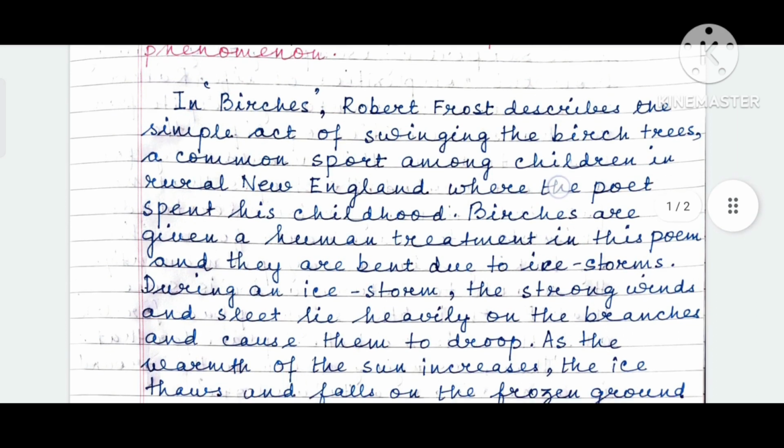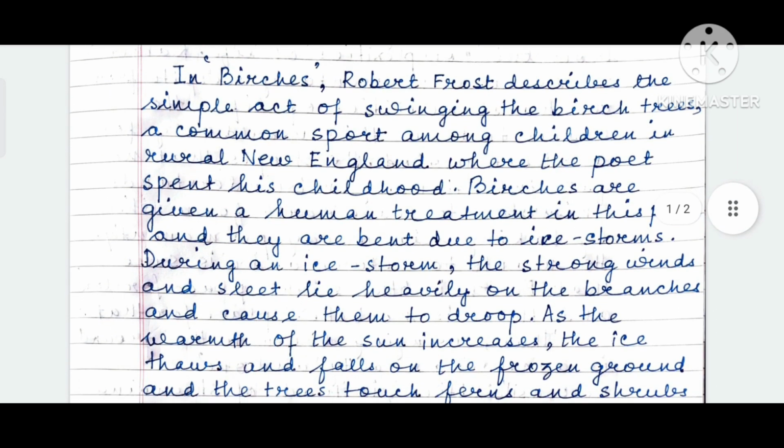Let's read the answer now. In Birches, Robert Frost describes the simple act of swinging the birch trees, a common sport among children in rural New England, where the poet spent his childhood. Birches are given a human treatment in this poem, and they are bent due to ice storms. This is the natural phenomenon.